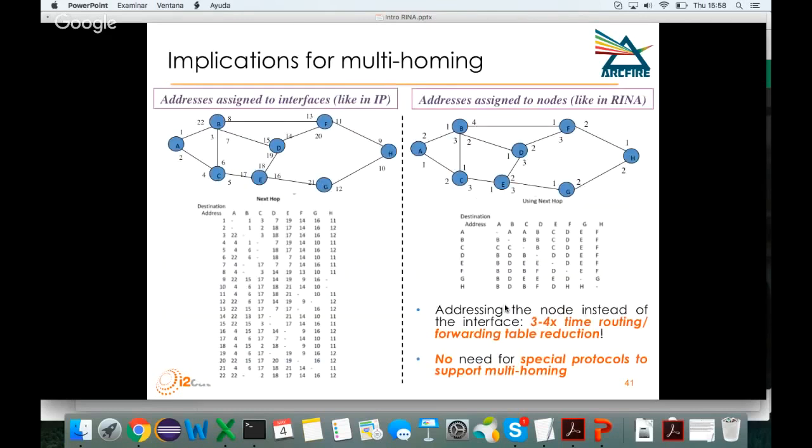This is an example that I'm not going to explain because I'm missing time here. But it's in the slides, you can go through it. If you have questions, just tell me. But the point here is that it illustrates how to use forwarding when addresses are assigned to interfaces, like in IP, or when addresses are assigned to nodes. So in addition to supporting multi-homing, the forwarding and routing tables are much smaller as well. And you don't need special protocols.